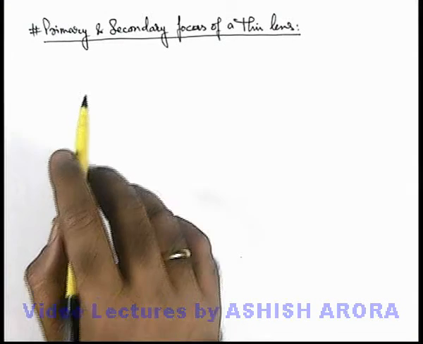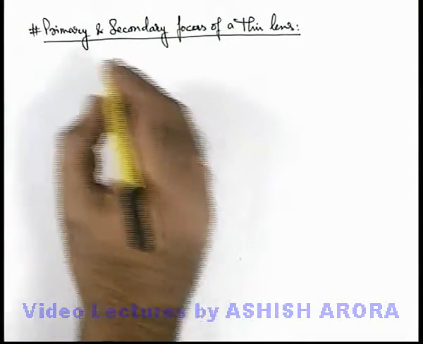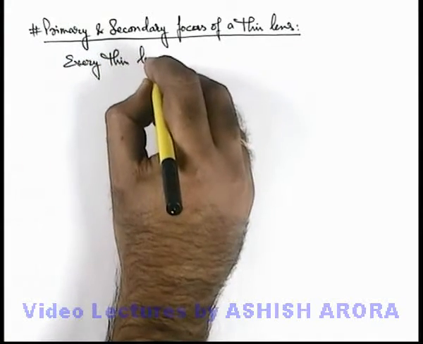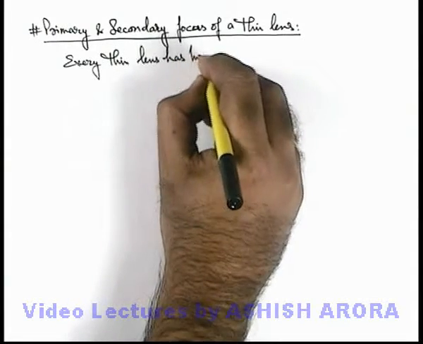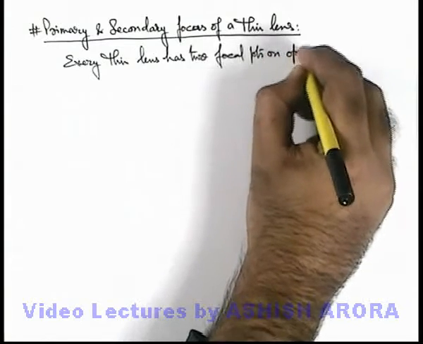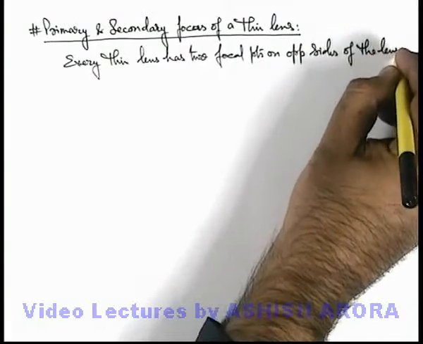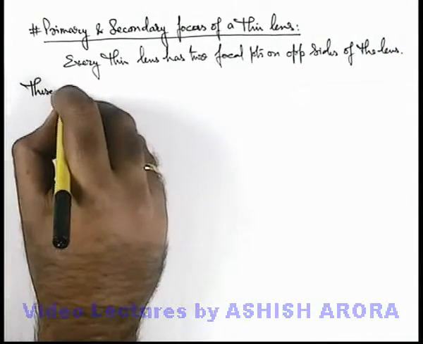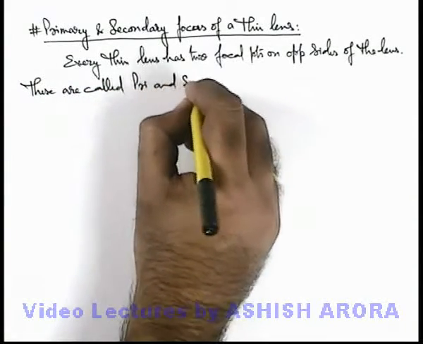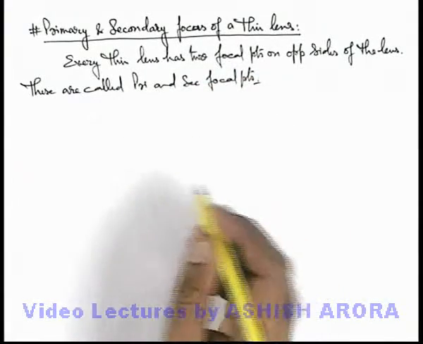Let us now discuss the primary and secondary focus of a thin lens. About a thin lens we already studied, and we can also write that every thin lens has two focal points on opposite sides of the lens. These are called primary and secondary focal points. Let's discuss the two focal points in detail.